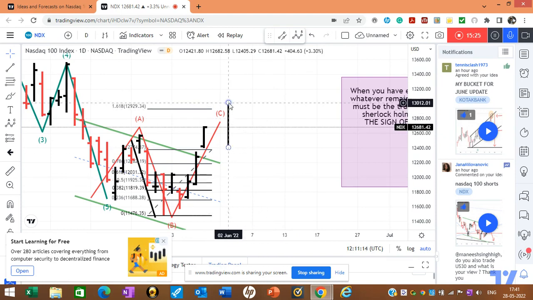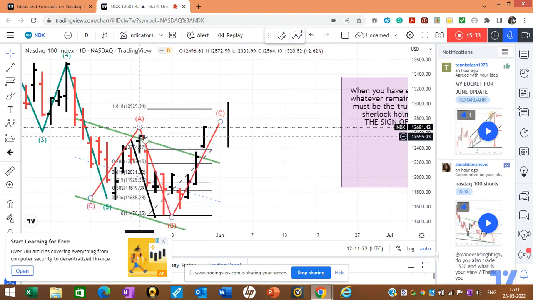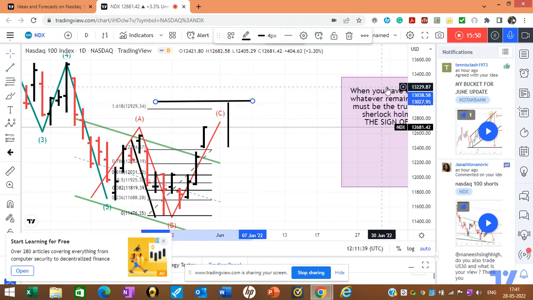So take this as 13,000. Wave C is 100 to 165% of wave A. So whatever wave A is, then 165%. 1.618 would be 161%, just slightly above, roundabout like this. I'm just giving a rough target, okay? So 13,038. So wave C should end within this.